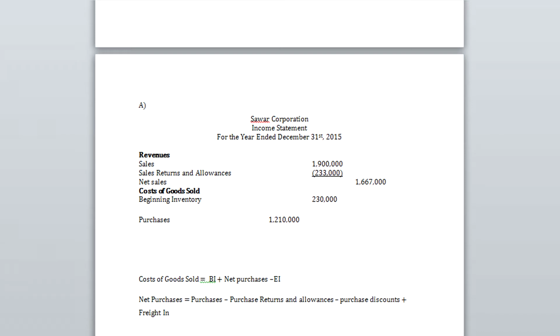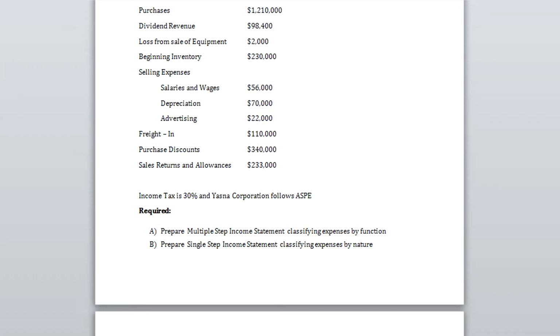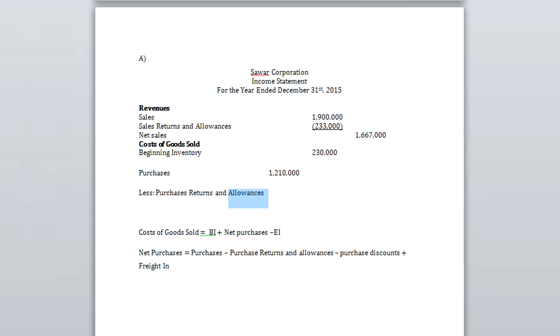All right, so let me just put that in, $1,210,000. And then after purchases, we're going to actually put in less, right? Because we're going to subtract. This is where we calculate net purchases. Less purchase returns and allowances. And this was, oh, my bad. It's not purchase returns and allowances we have. It's actually purchase discounts we have. Oh, sorry for the confusion there. So, in fact, we have all the accounts. We don't have purchase returns and allowances. We actually have purchase discounts. My bad. But still, same idea here.